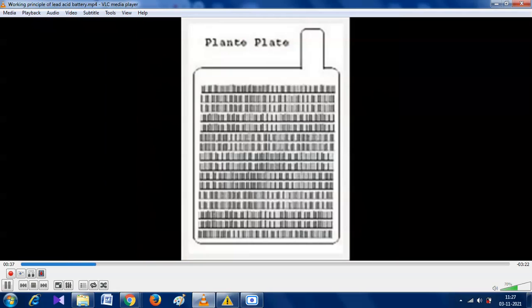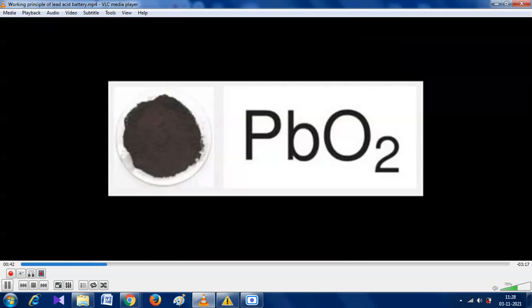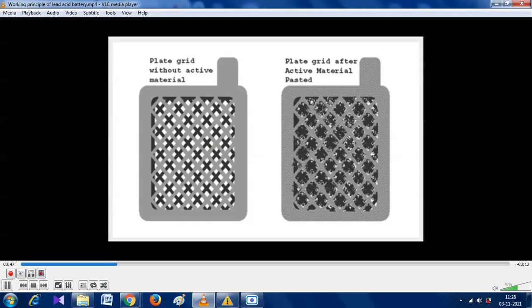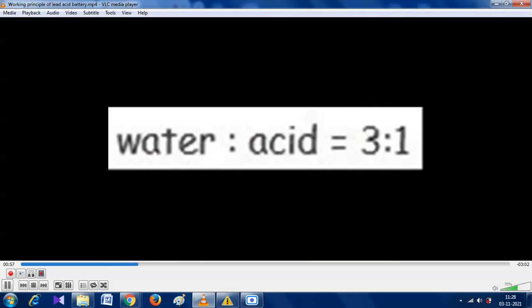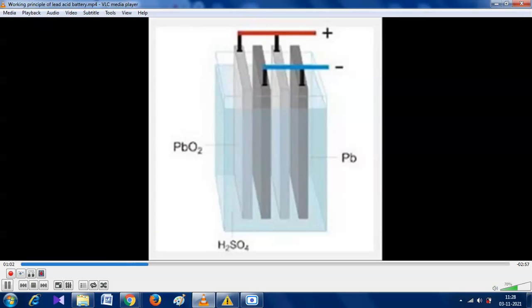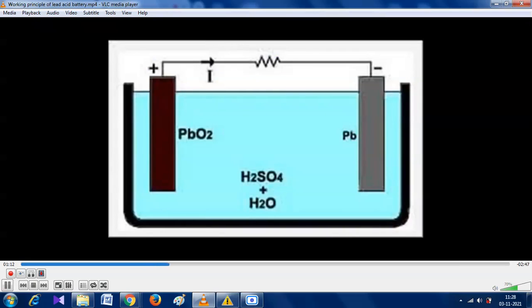The positive plate of a lead acid battery is made of lead peroxide. This is a dark brown, hard, and brittle substance. The negative plate of a lead acid battery is made of pure lead in soft sponge condition. Dilute sulfuric acid used for a lead acid battery has a ratio of water to acid equal to 3 to 1. The lead acid storage battery is formed by dipping a lead peroxide plate and a sponge lead plate in dilute sulfuric acid. A load is connected externally between these plates.